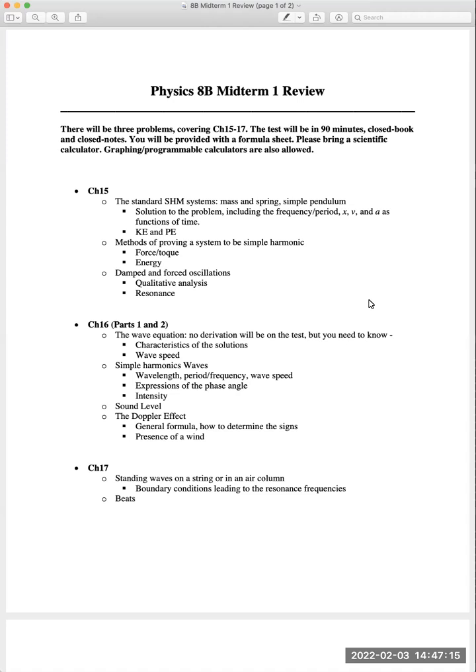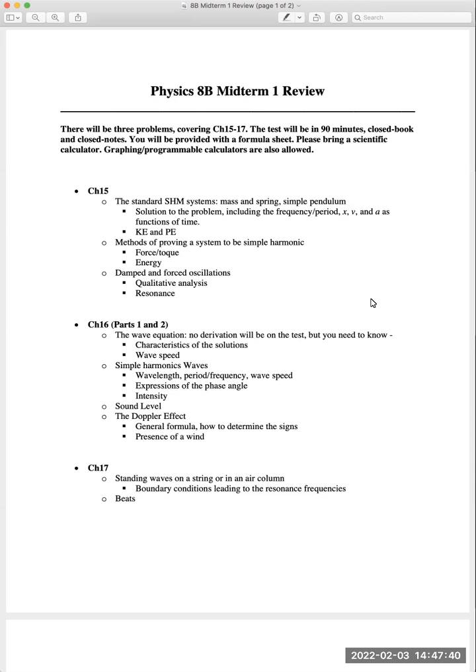Now, first of all, what should you consider important in chapter 15? Well, chapter 15 is all about oscillations, and we're going to focus on simple harmonic oscillation. Right? For simple harmonic oscillation, you should be familiar with the 2 most common examples, the so-called standard simple harmonic motion systems. One is the spring and mass system. The other is the simple pendulum.